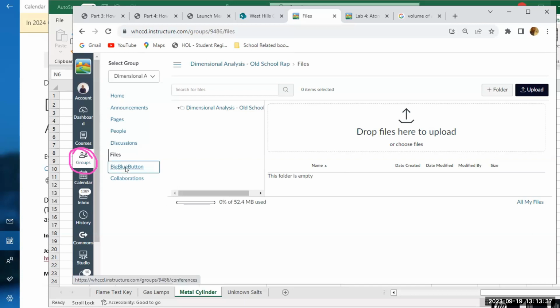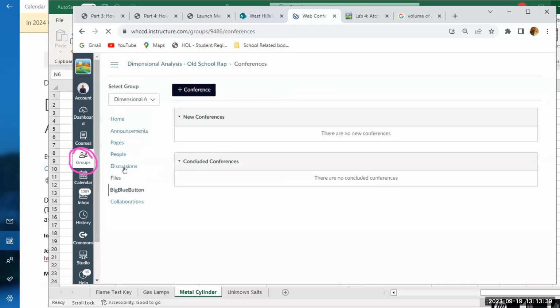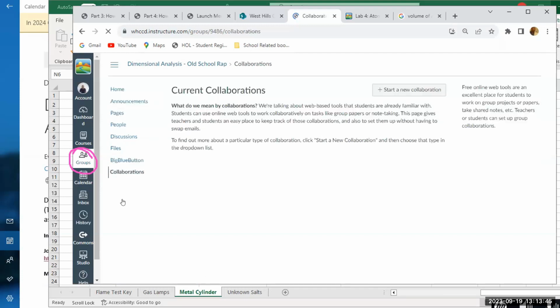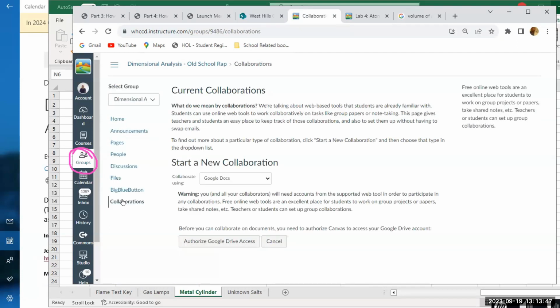I don't know what the big blue button's for. Yeah, it's not what you guys are going to need it for. Okay. And you're not going to have to worry about this. If you want to do collaborations, you can actually do it through your group section. So you guys can share a Google Doc. So you guys are collaborating on a Google Doc. But you guys need to have access to everybody's Google Docs. Okay?